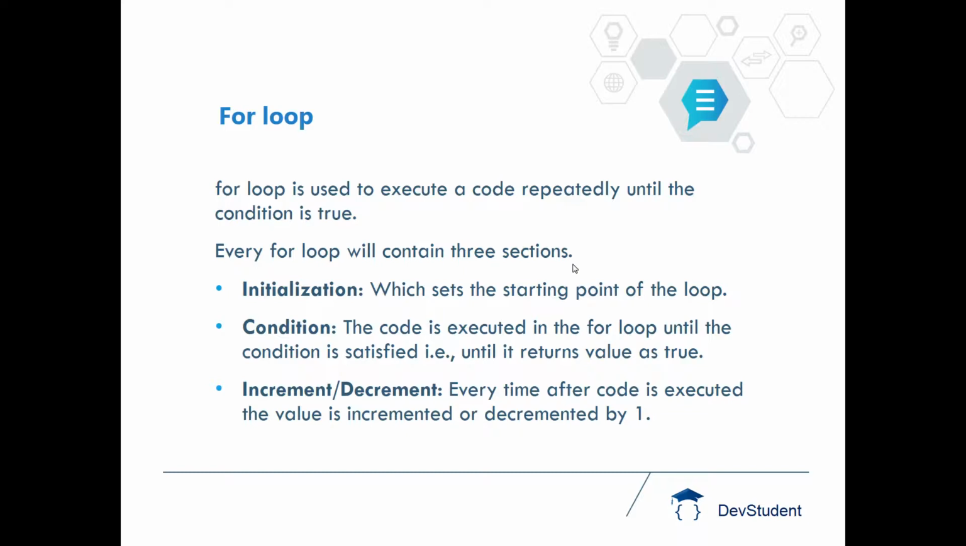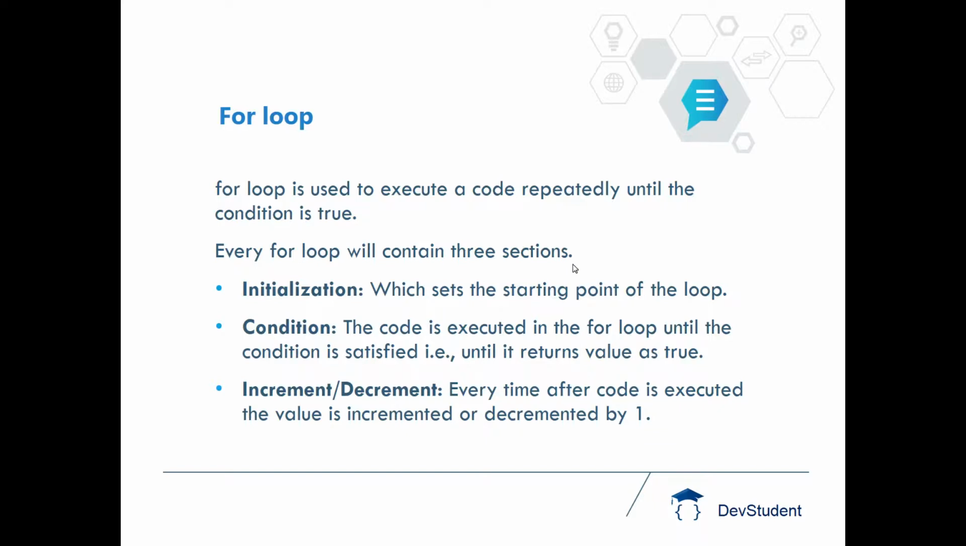Second comes the condition. You can add a condition here based on which the code is executed repeatedly. The code is executed in the for loop until the condition is satisfied, that is, until it returns a value as true. Whenever it returns a value as false, the loop will be stopped.